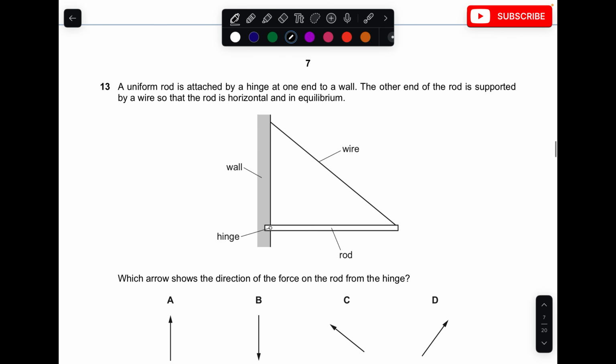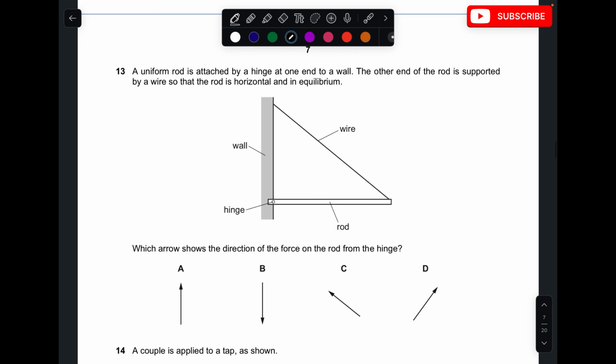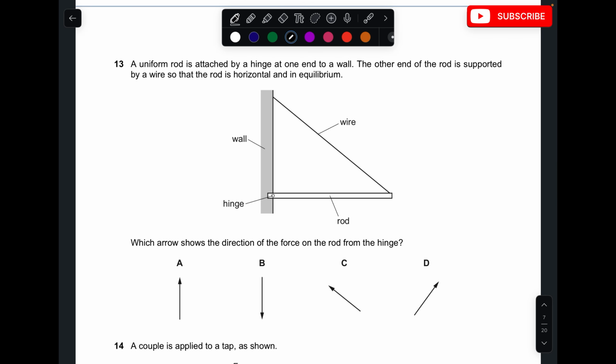Moving forward, question 13. A uniform rod is attached by a hinge at one end to the wall. The other end of the rod is supported by a wire, so that they are in equilibrium. Which arrows show the direction of force on the rod from the hinge? What you have to keep in mind is, if three, four or five forces are in equilibrium, they should cancel each other. So when you apply the head-to-tail rule, what is the condition?